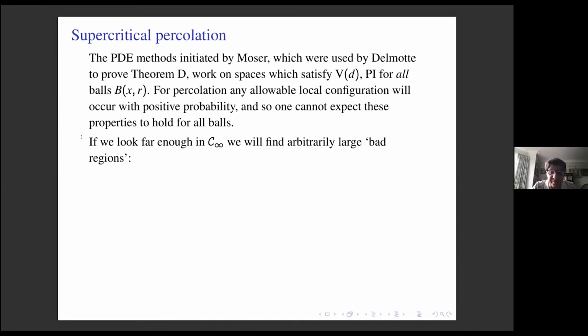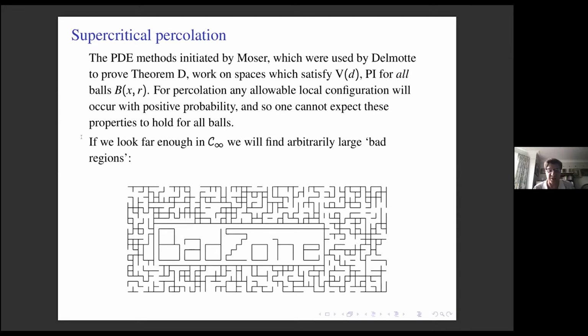So if we look far enough in C infinity, we would be able to find arbitrarily large bad regions. So we fix a particular bad region that we want to look at. Looking far enough, we're going to find some little region like that. And if, for example, you look at a point at the end of the tail of the Z like this, then clearly the volume of this ball, looking in the graph metric, is going to grow linearly, not quadratically. So there are going to be bad regions in the graph, and we can't possibly expect the Poincaré inequality or V2 or VD to hold in this context.